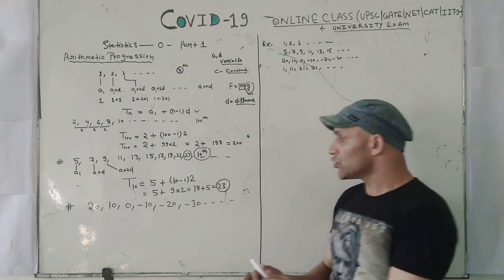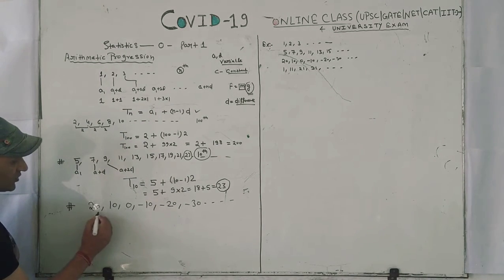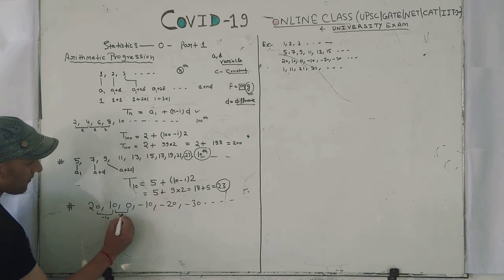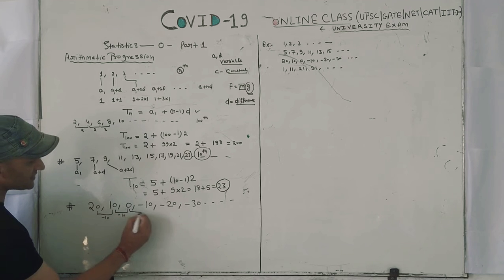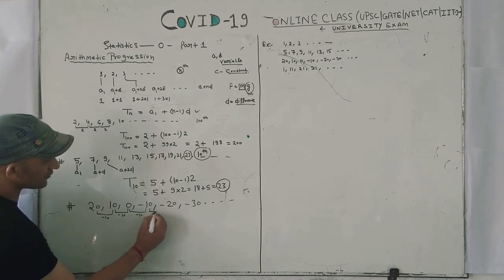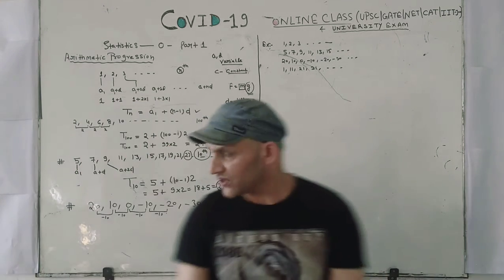How to check it? You will subtract the two numbers. 10 minus 20 is equal to minus 10. 0 minus 10 is equal to minus 10. Minus 10 minus 0 is equal to minus 10. And minus 20 minus minus 10 is equal to minus 10. Every time you are getting minus 10. You can check.